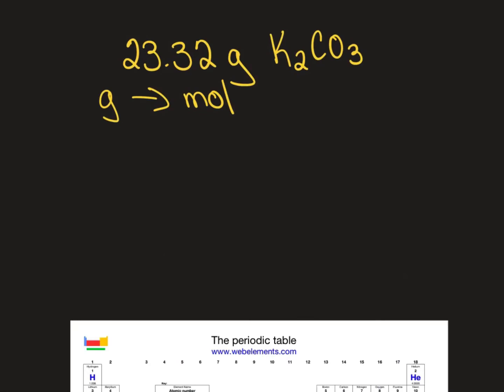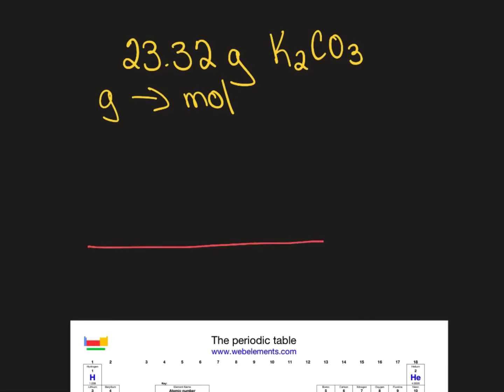In this problem, we're going to convert from grams to moles. So we're kind of flipping what we're doing. So basically, we're just flipping the conversion factor another way, but we still have to calculate the molar mass. So let's get started on this one. We've got 23.32 grams of potassium carbonate. So let's draw our T-chart and get started with that.